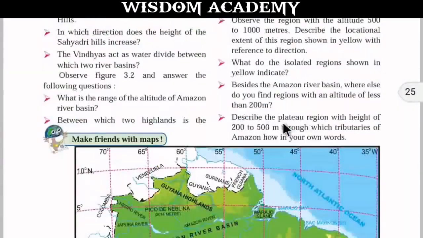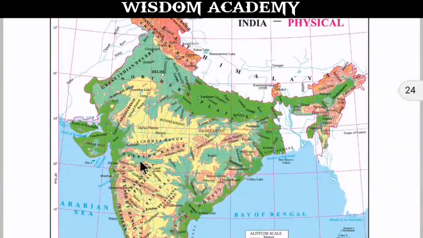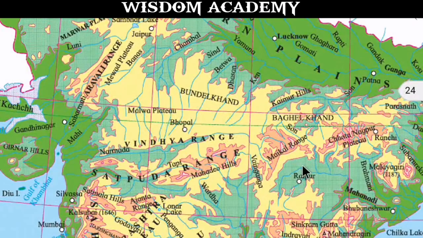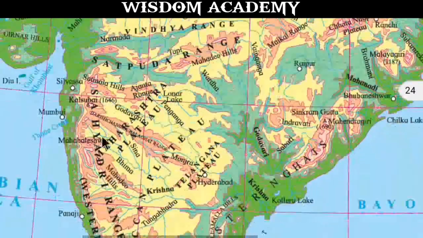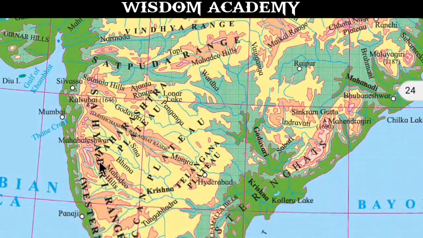So, here we are having Vindhya ranges. So, these are the Vindhya ranges. These are Satpuda ranges. Here, western ghats. In Maharashtra, we are also calling it as Sahyadri. Here, we are having eastern ghats.